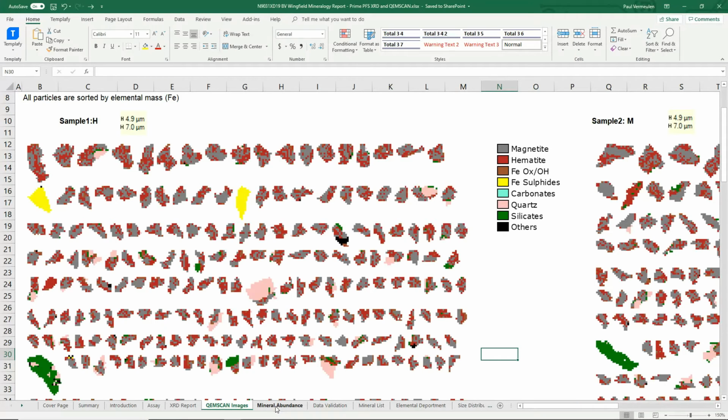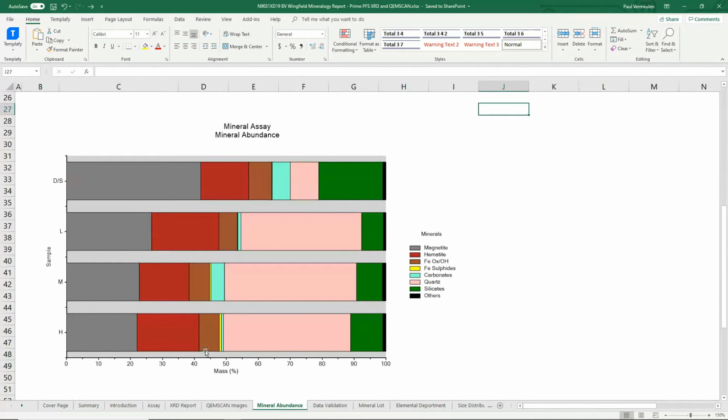So QEMSCAN tells us what the mineral abundance is according to itself. And here we go for sample H, which is this bottom one. We have magnetite, just over 20%, some hematite, just less than 20%, some other iron oxides/hydroxides like goethite, Fe sulfides, let's call that pyrite, a little bit of carbonate, we didn't even see it in the sample, quartz, and some other silicates, and a little bit of other.